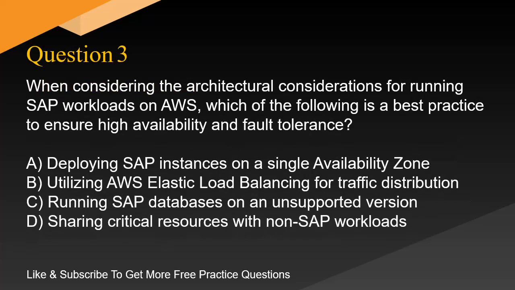Question 3. When considering the architectural considerations for running SAP workloads on AWS, which of the following is a best practice to ensure high availability and fault tolerance? A. Deploying SAP instances on a single availability zone. B. Utilizing AWS Elastic Load Balancing for traffic distribution. C. Running SAP databases on an unsupported version. D. Sharing critical resources with non-SAP workloads.